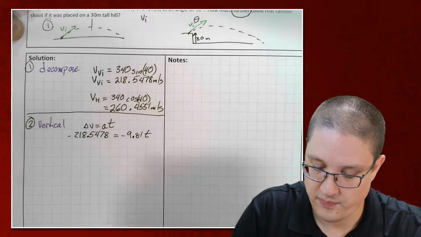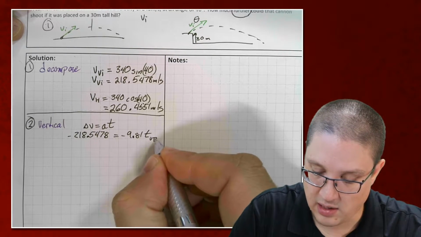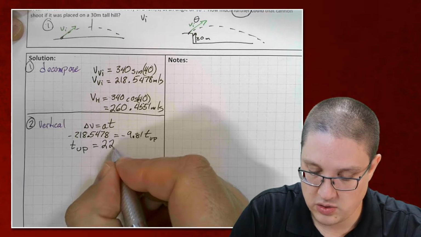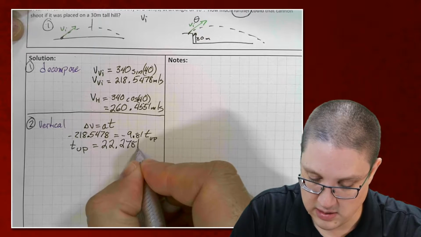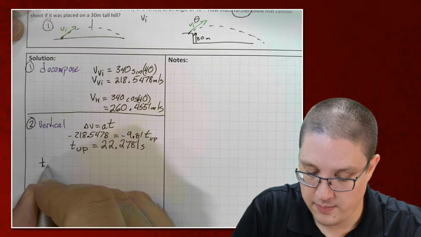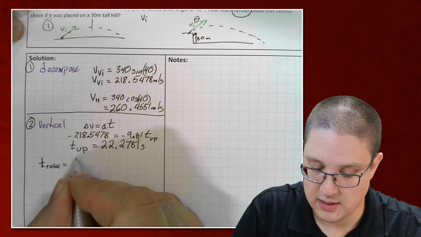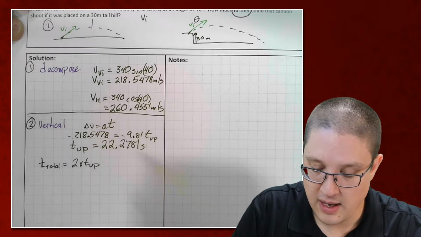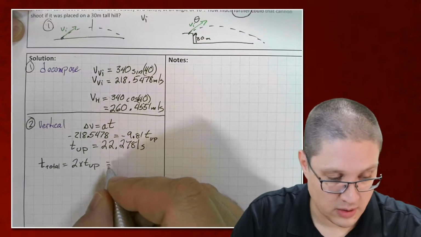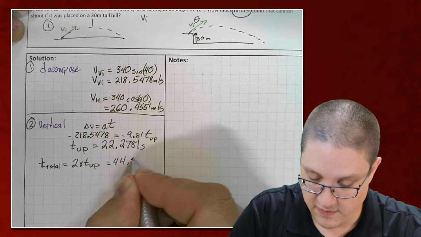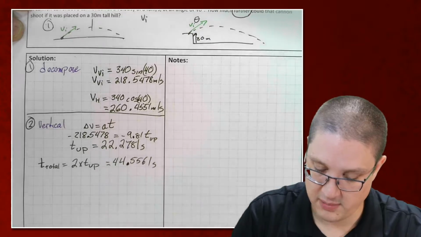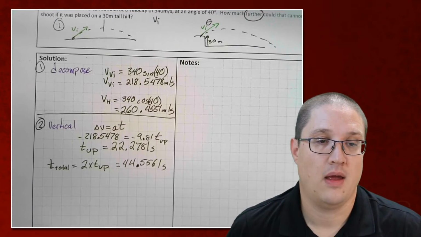I know my gravity, looking for time. This is the time to go up. So my T up works out to 22.2781 seconds. My total time is 2 times T up because we are at the same height. So that just works out to 44.5561 seconds. And I'm leaving my numbers in my calculator and going from there. All right.